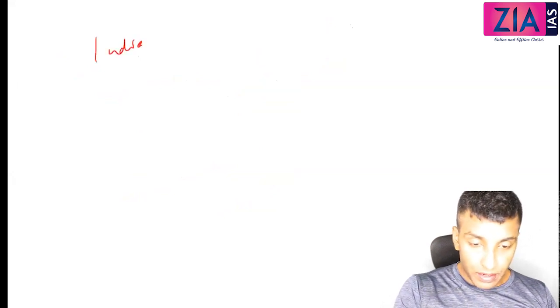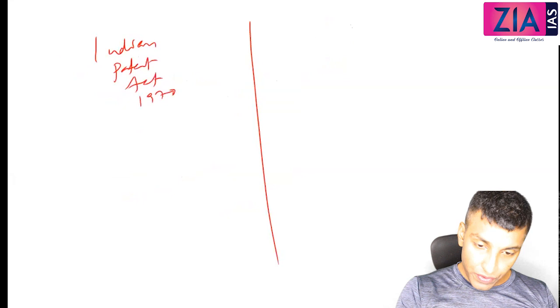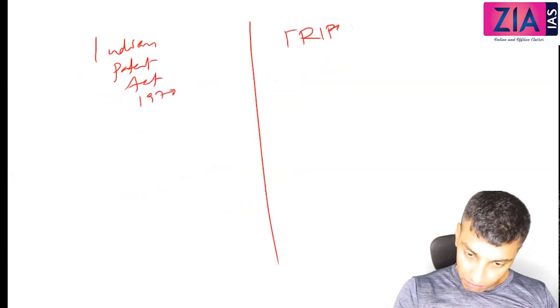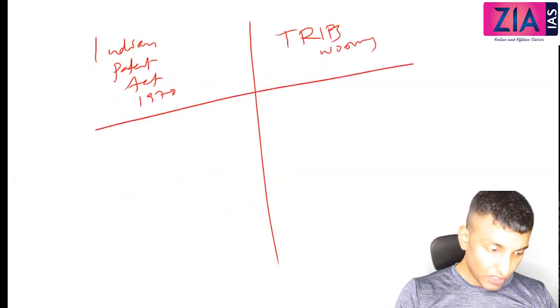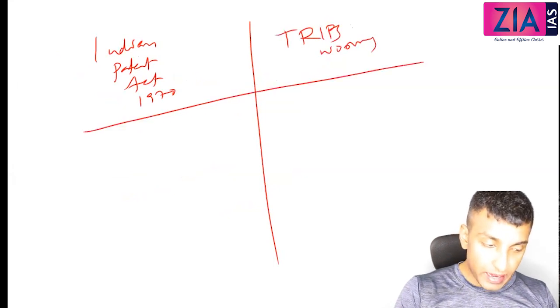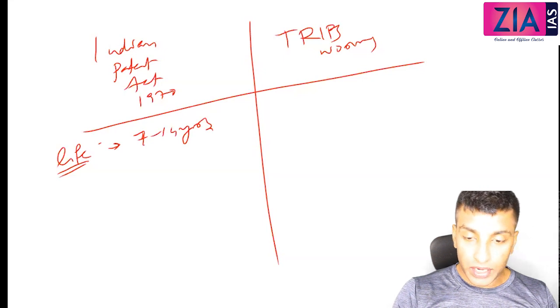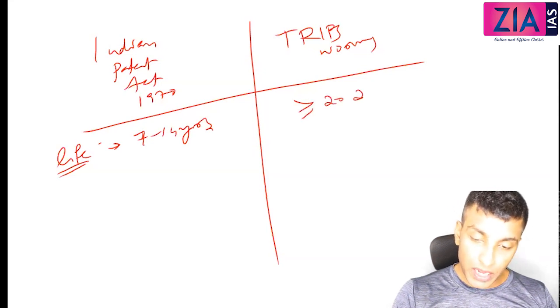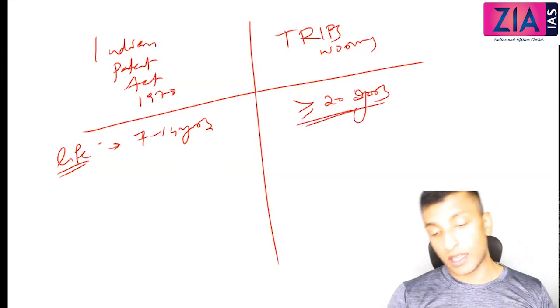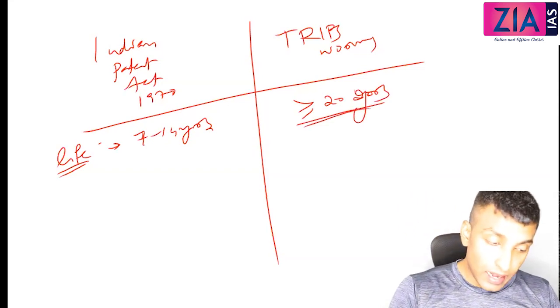Now I'll briefly make a comparison with Indian Patent Act 1970, which was actually amended in 2005, and we will also discuss about the TRIPS norms. Here, in the Indian Patent Act, the life of patent is 7 to 14 years, but in TRIPS norms, it is a minimum of 20 years. So that is the life of patent.